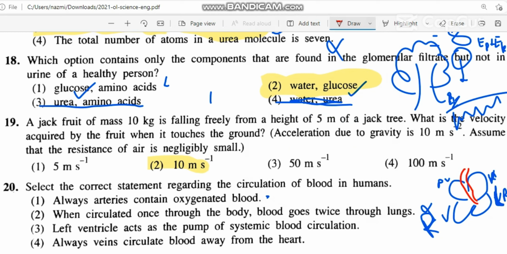All veins circulate blood away from the heart. No, it's wrong. Veins are bringing in the blood. Arteries take it away. Veins only bring the blood. So the fourth one is wrong. The second one is also wrong. Then our answer would be the first one.